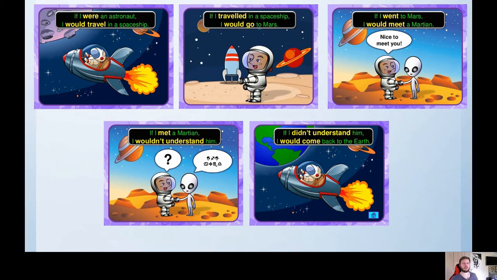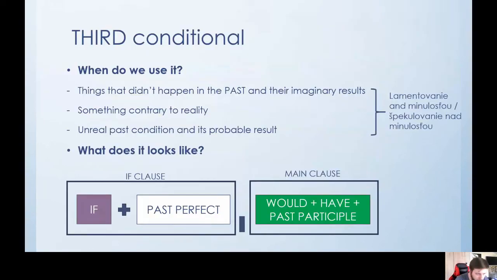Now the third conditional is the most complicated one. We use it when we talk about something in the past. We're speculating about the past and we're speculating about the results in the past. We're talking about imaginary results in the past, something that isn't real.